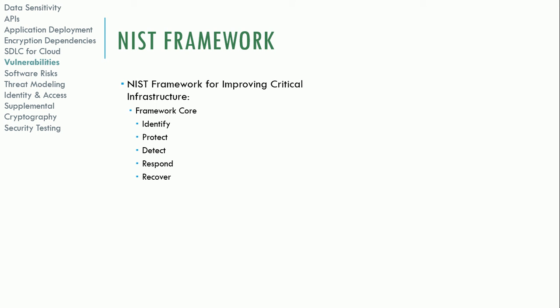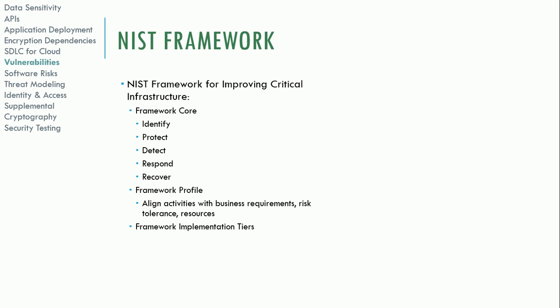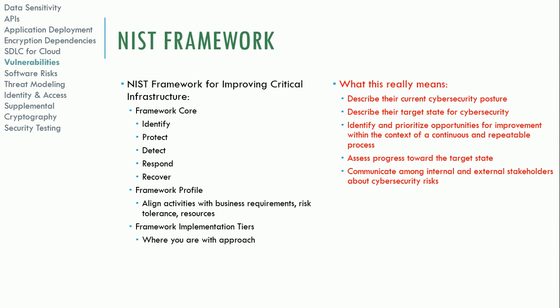So there's a framework core, which defines how to identify, protect, detect, respond, and recover to threats and vulnerabilities. And then the framework profile, which aligns activities with business requirements, risk tolerances, and resources. And then the implementation tiers, which is where you are with the approach. Good grief. What does that mean in English? So what it really means is that if you look at the NIST framework, you want to use it to describe your current cybersecurity posture.